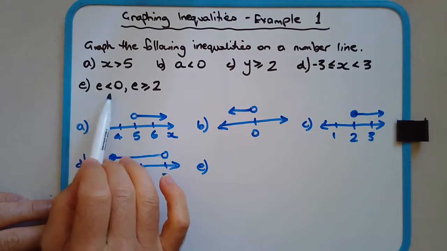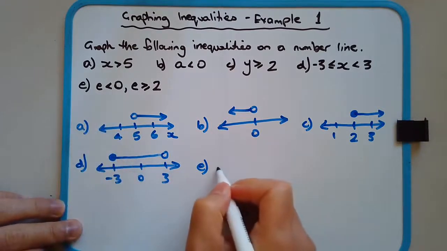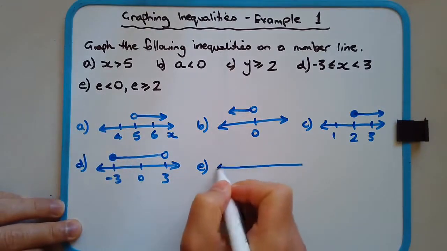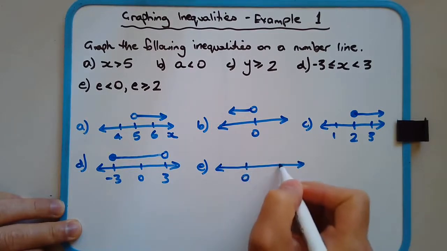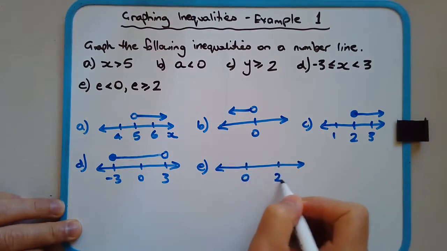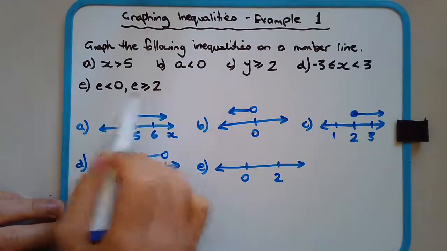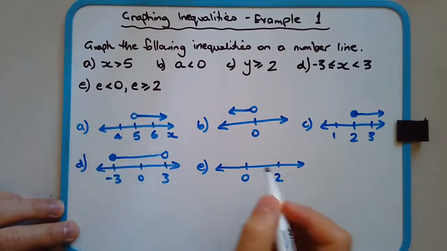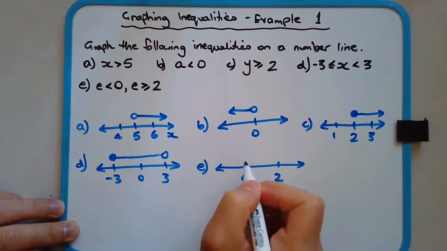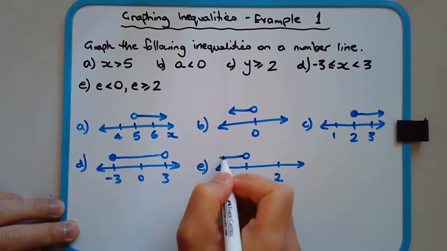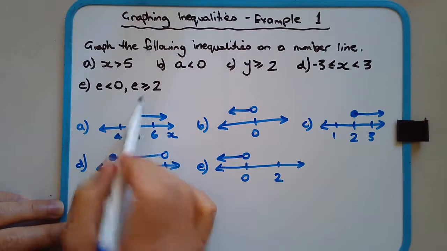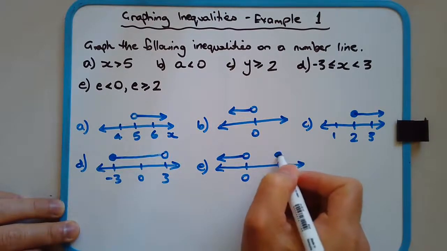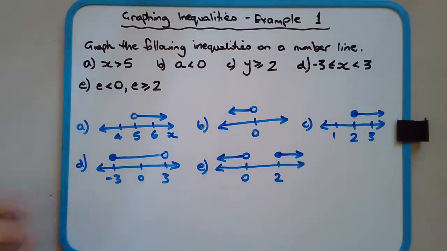And finally, we have 2 inequalities drawn simultaneously on the same number line. So we have e being less than 0. So maybe I might just put the 2 values there, the 2 values that indicated, 0 and 2. And we got e is less than 0. So open circle, arrow to the left. E greater than or equal to 2. That'll be a closed circle and an arrow to the right.